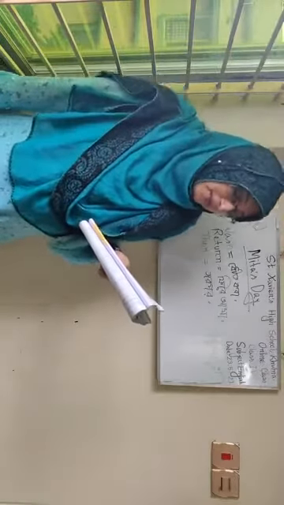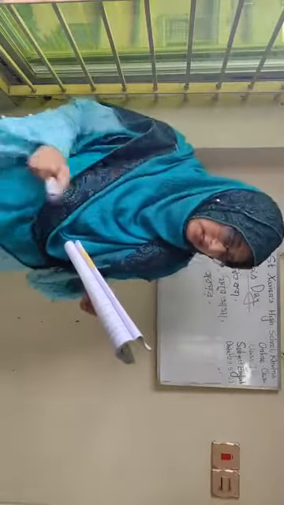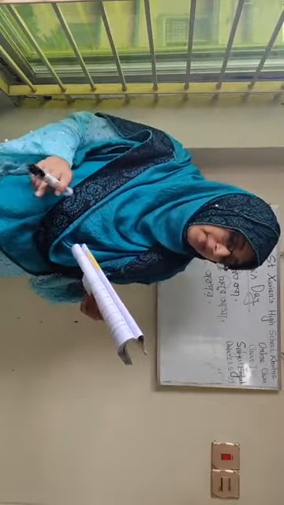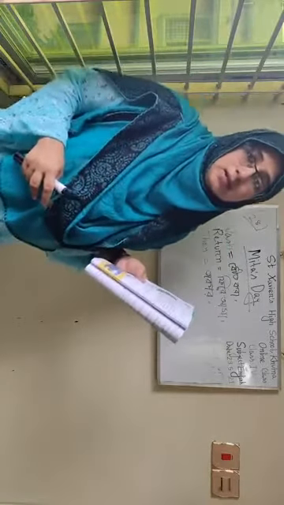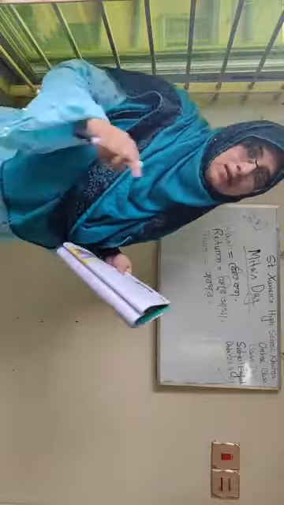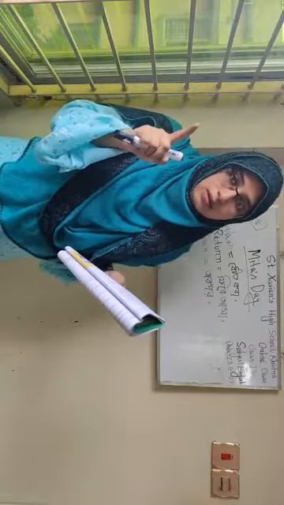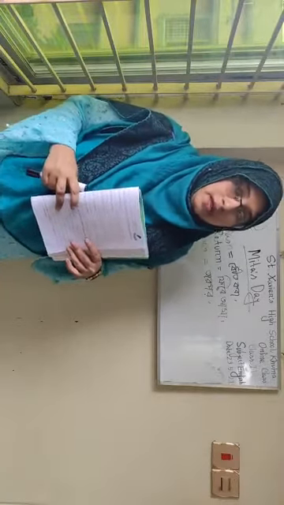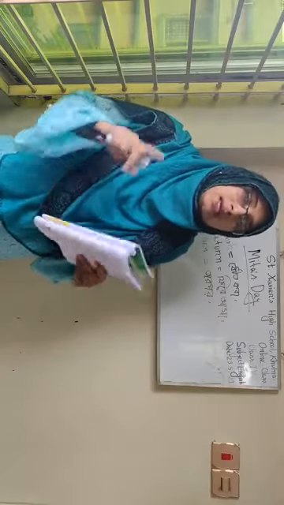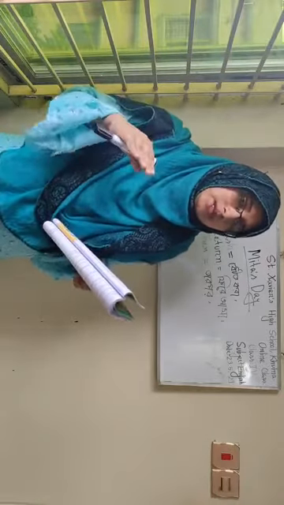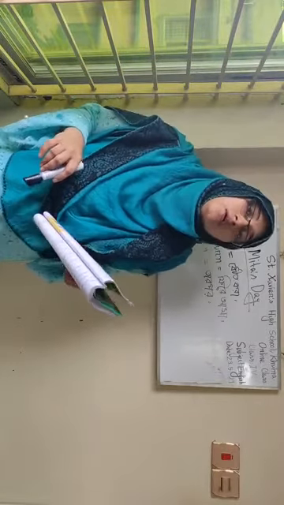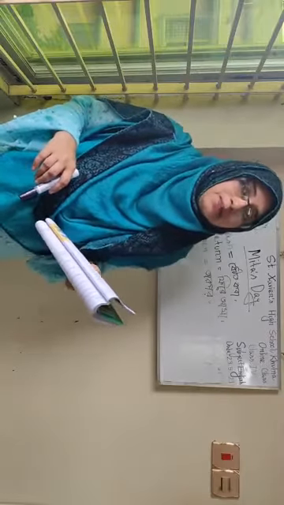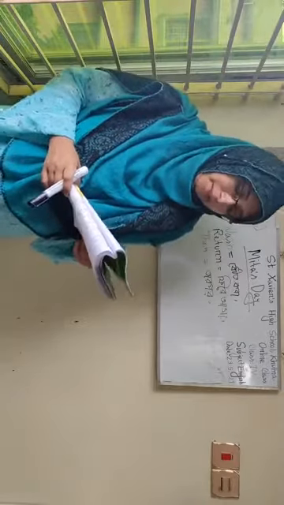Number 1, Mita gets up at dash. Mita gets up at 6. You already know that Mita gets up at 6 o'clock. Now you have to use here AM or PM. 6 o'clock, that means Mita ঘুম থেকে উঠেছে, অবশ্যই 6 o'clock ভোরবেলা উঠেছে। So we have to use here AM. Mita gets up at 6 AM.